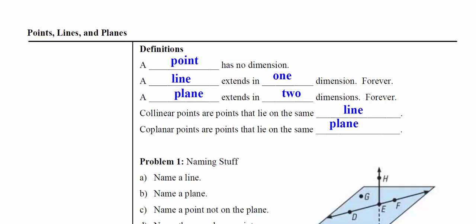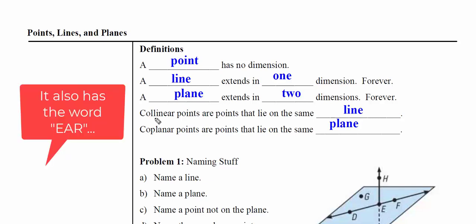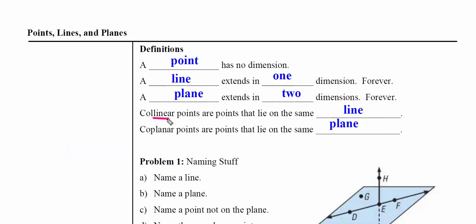Collinear points are points that lie on the same line. Note the word collinear has the word line in it. Coplanar points are points that are in the same plane.